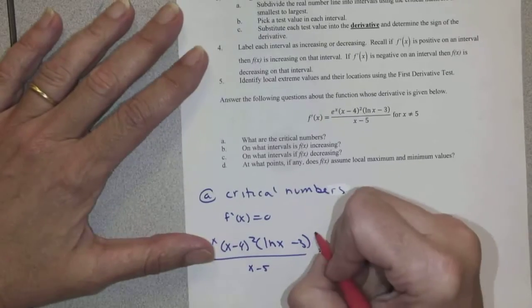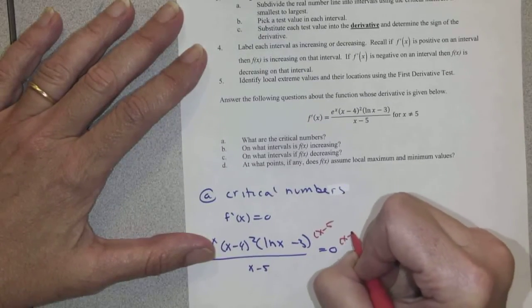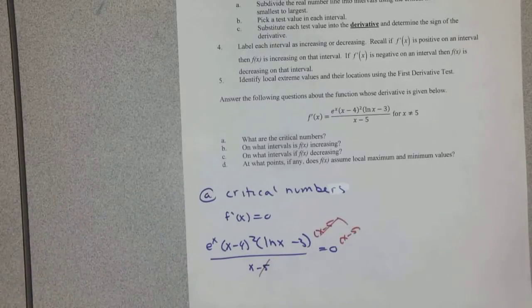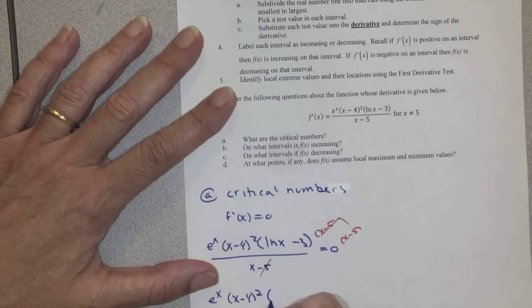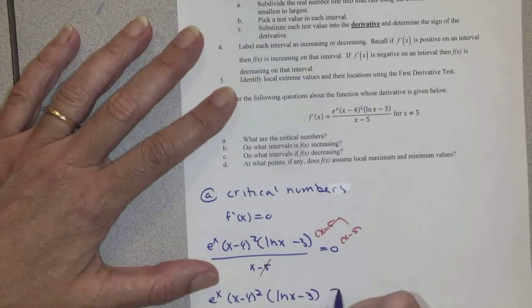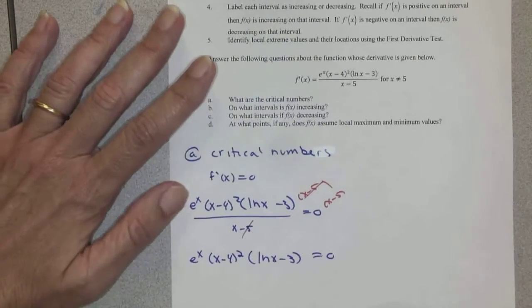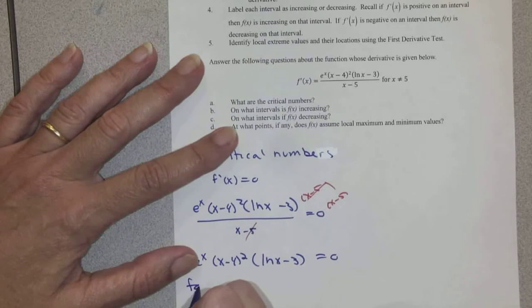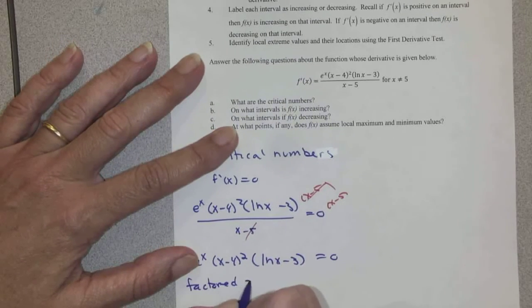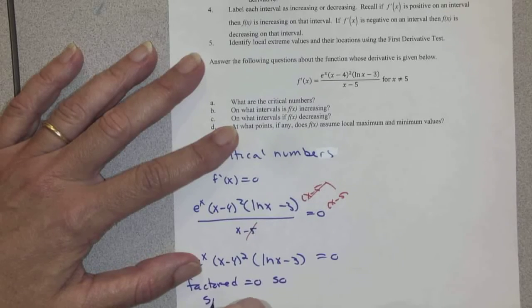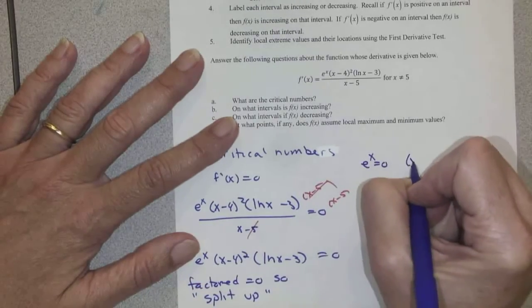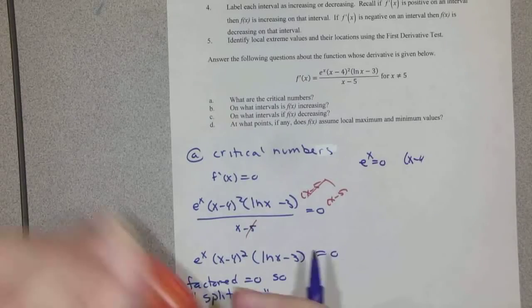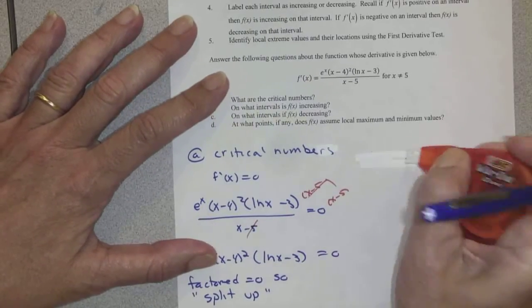Clear that fraction. Equations with fractions, clear the fraction. So it cancels over here. And so I get e to the x times (x minus 4) quantity squared times the natural log of x minus 3 equals 0. And then we've talked about this before. This is factored equal to 0, so we can split it up. So I can have e to the x equals 0, x minus 4. I think I'm going to go on to the next page so I have more room.